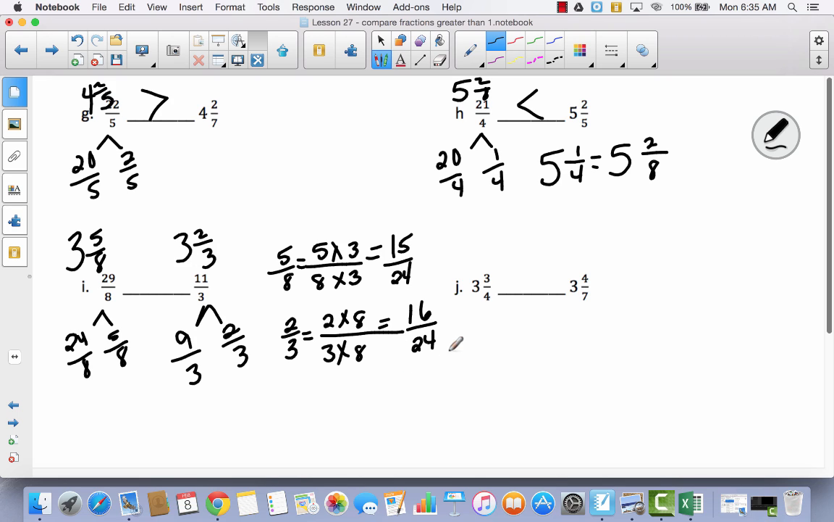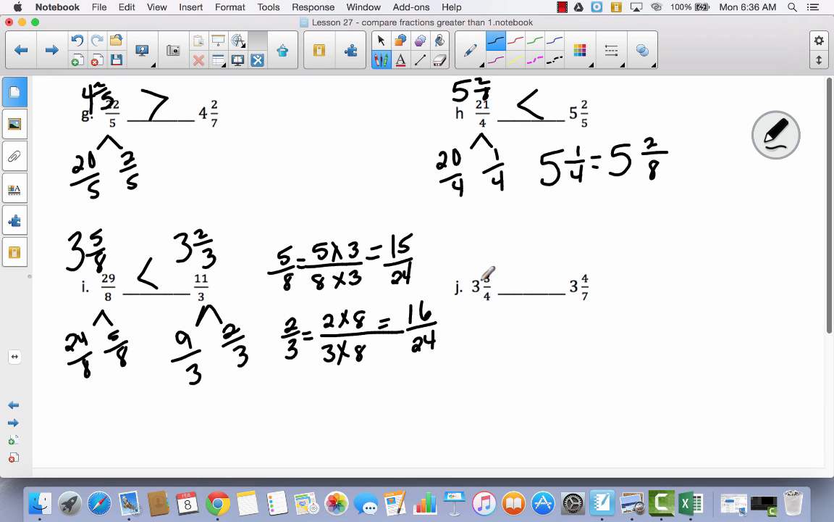Now I have a common denominator. So this is going to be 15/24, and this is going to be 16/24. So 3 and 2/3 is actually larger than 3 and 5/8, but they're very close. It's actually only 1/24 larger. Okay, so let's take a look at our last one.